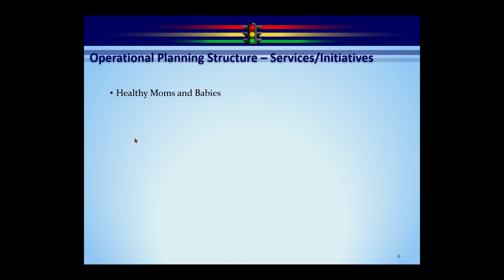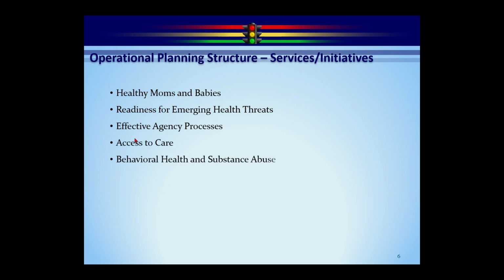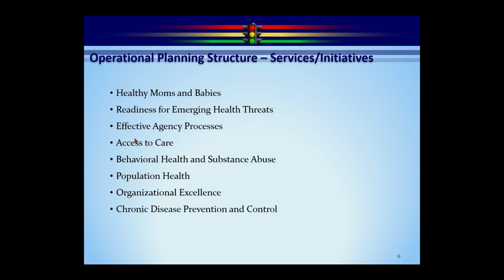So I'm just going to go over a bunch of examples that we've extracted from public health plans. Now think about these as a bucket or a container for plans that'll get you there. So we want to have plans that will get us to healthy moms and babies, or to be ready for emerging health threats, effective agency processes, access to care, behavioral health and substance abuse, population health, organizational excellence, chronic disease prevention and control, health disparities, and again, for today, we'll use the example of tobacco cessation.